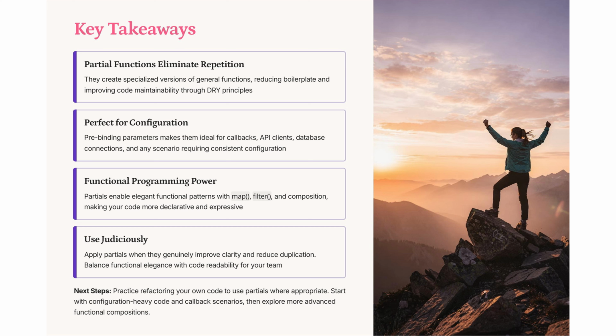Partial functions eliminate repetition by creating specialized versions of general functions, enhancing maintainability through DRY principles. They are perfect for configuration, pre-binding parameters for callbacks, API clients, and database connections. Partials enable elegant functional patterns with map, filter, and composition, making code more declarative and expressive. Use them judiciously to balance elegance with readability.